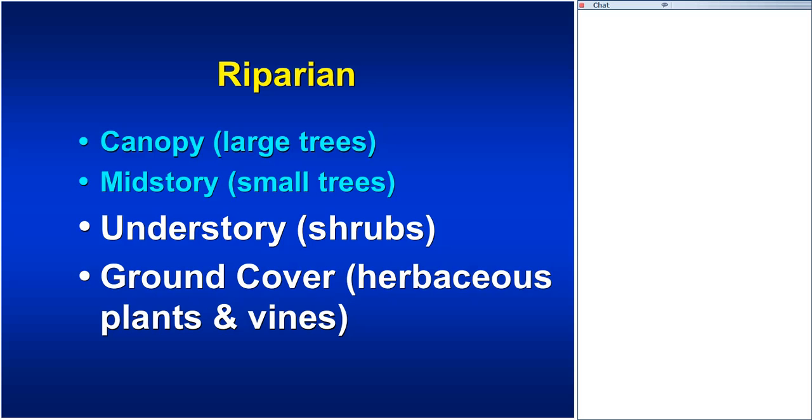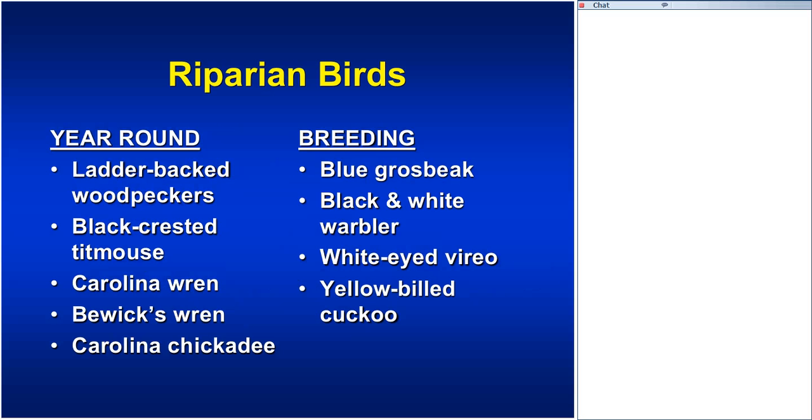Some riparian birds. Again, yellow-billed cuckoo, white-eyed vireo, not only a woodland bird but also an important riparian bird in the eastern half of the state. Other birds like black-crested titmice in the hill country, and chickadees, Bewick's wrens, a little bit more west. So there's an example of some riparian birds that we might be interested in managing for.